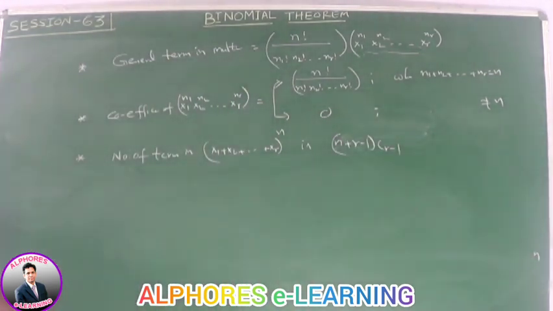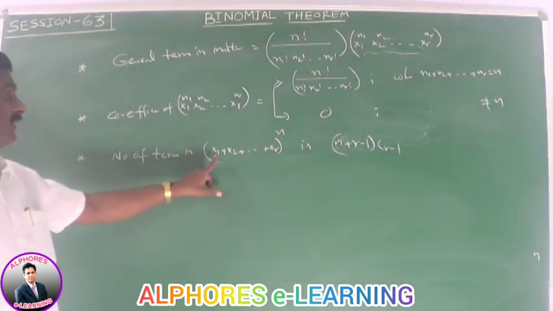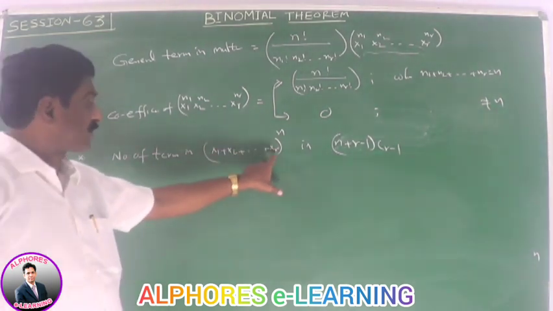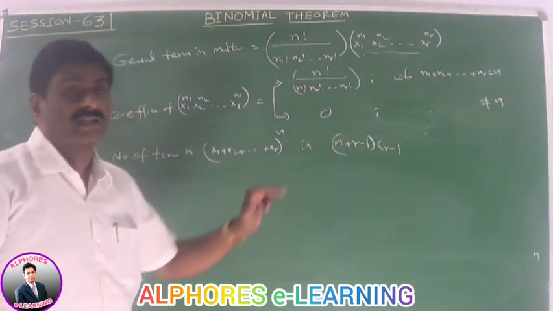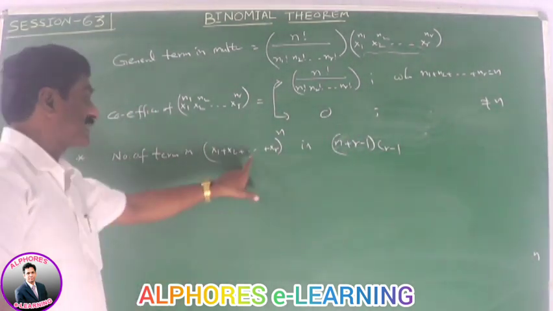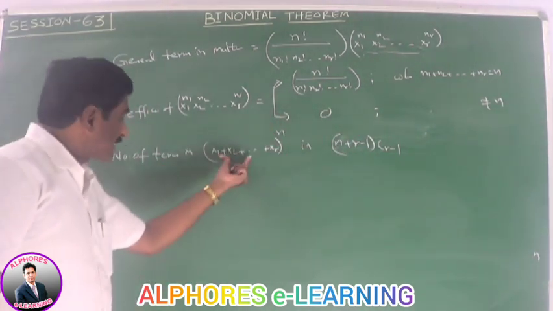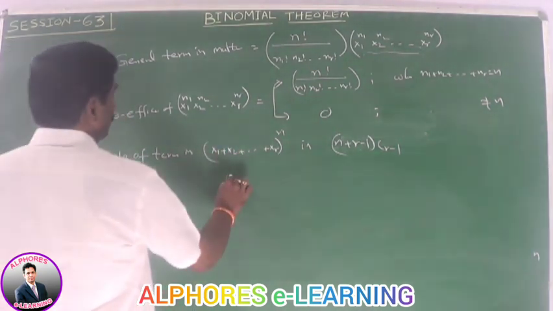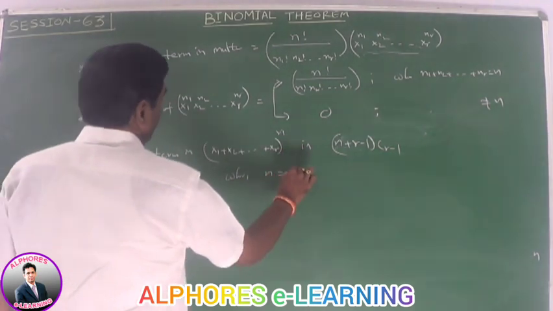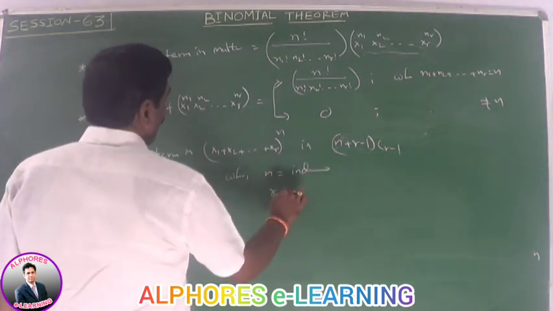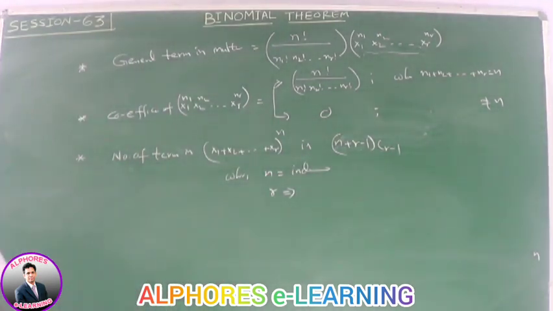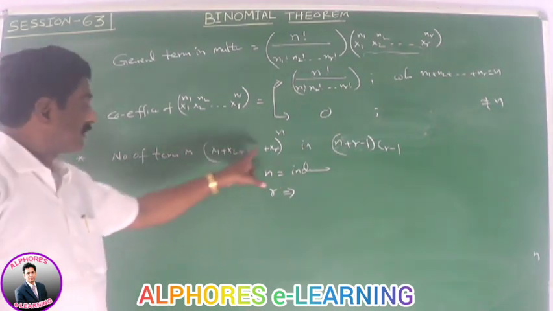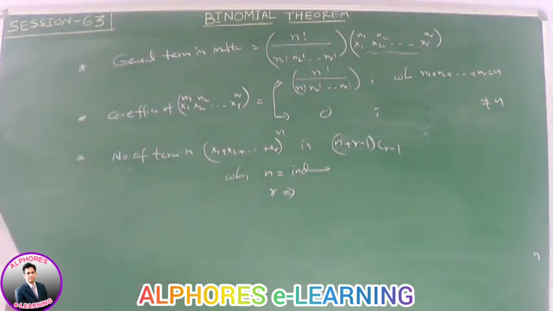Please note this value. Number of terms in the multinomial x1 plus x2 plus so on x suffix r whole power n is n plus r minus 1 c r minus 1. Here n represents the index of the multinomial, and r represents the number of terms in the base. Please note this value here. n is the index of the multinomial and r represents the number of terms in the multinomial. Okay.